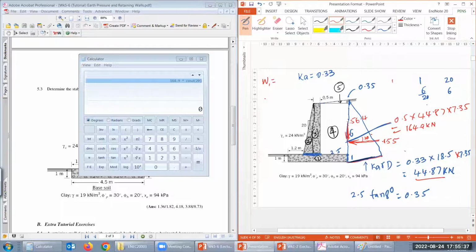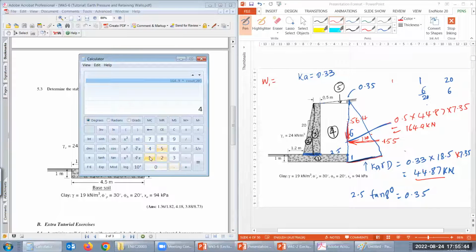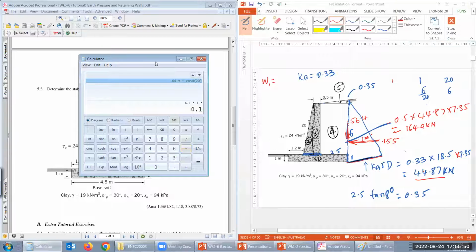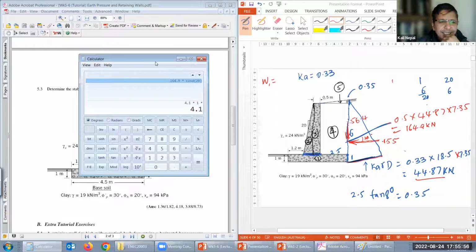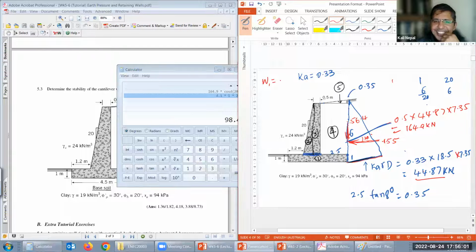What is the total width at the bottom? 4.5, so 4.5 multiplied by 1, and then times the density of concrete, 25. Where is 24? It's up there, they wrote it on the right side. Okay, so it's 24.